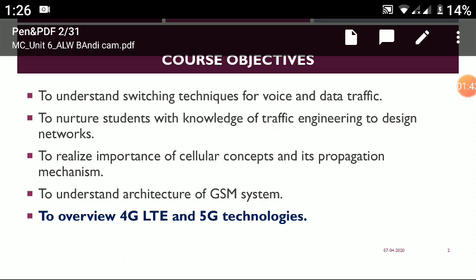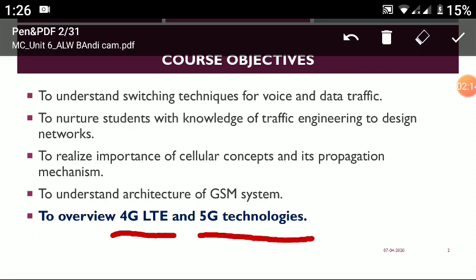Third one, to realize the importance of the cellular concept and its propagation mechanism. Fourth one, to understand the architecture of the GSM. Already GSM in detail we have covered in unit number 4. Then the last is to overview the 4G LTE, means Long Term Evolution of the mobile communication system, and the 5G technologies. Here you can get a clear idea about the 4G LTE and 5G technology.